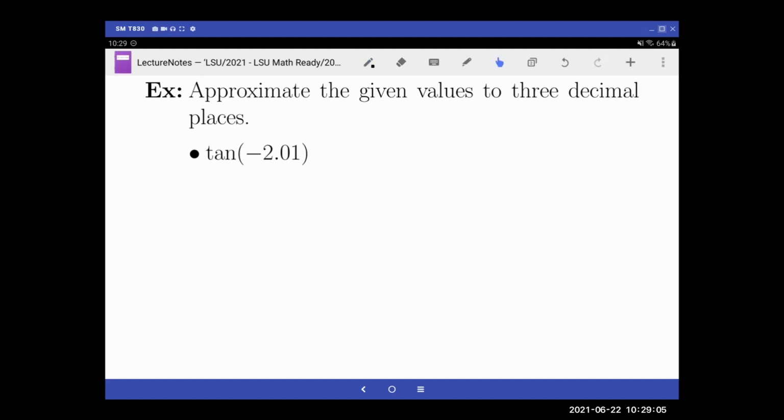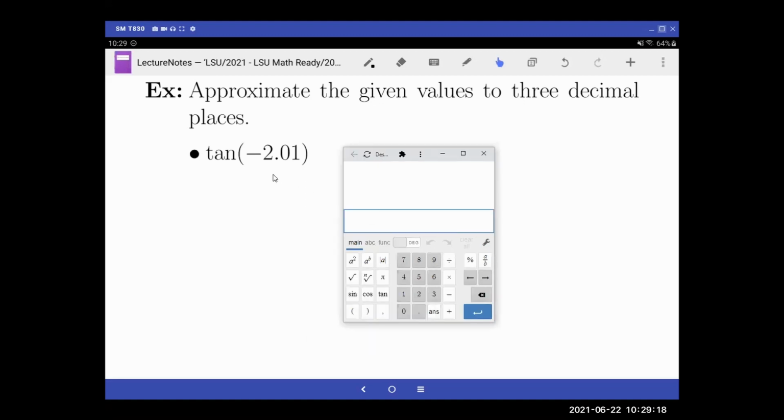let me see if I can share. I don't think you can see that. Let me try to fix that real quick. Okay. So here you just type it in. So here I'm using tangent of negative 2.01.